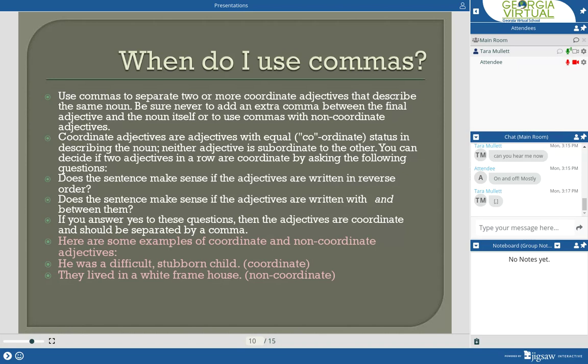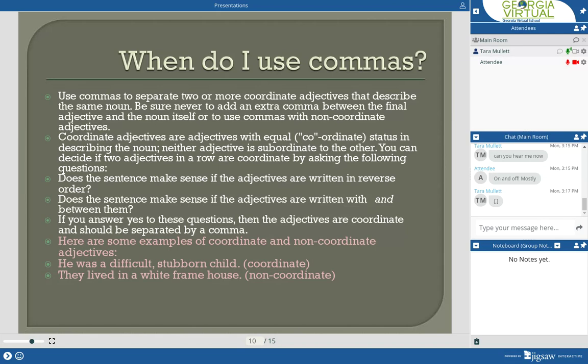Does the sentence make sense if the adjectives are written in reverse order? Does the sentence make sense if the adjectives are written with and between them? If your answer is yes to these questions, then the adjectives are coordinate and should be separated by a comma. For example, he was a difficult, stubborn child. Coordinate. I have a few of those. They lived in a white frame house. Okay. Now let's look at the first one where it definitely has coordinate adjectives.